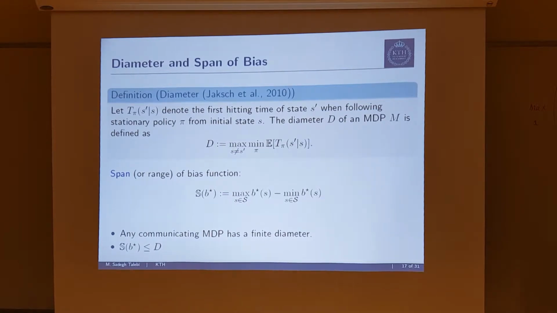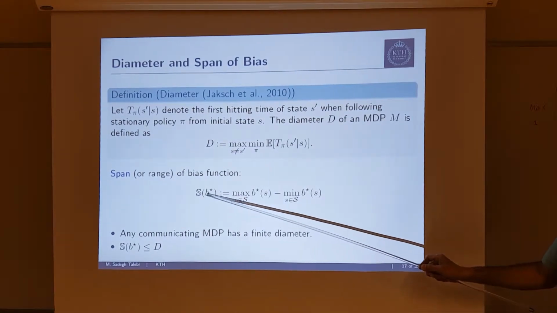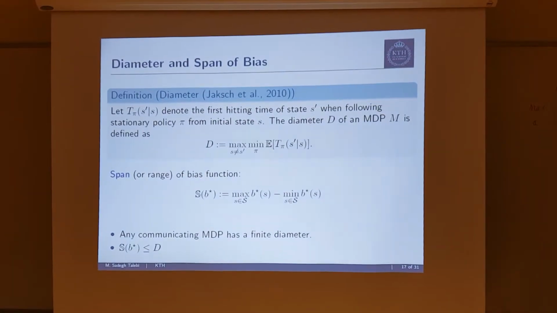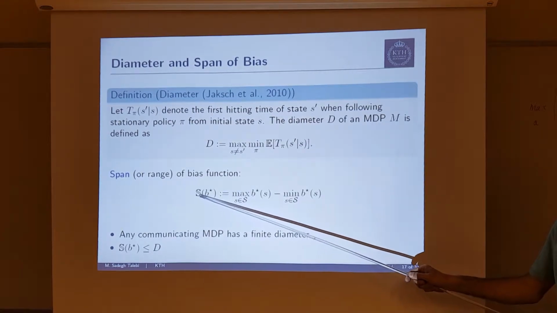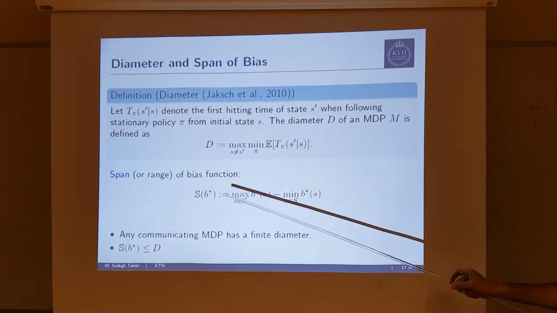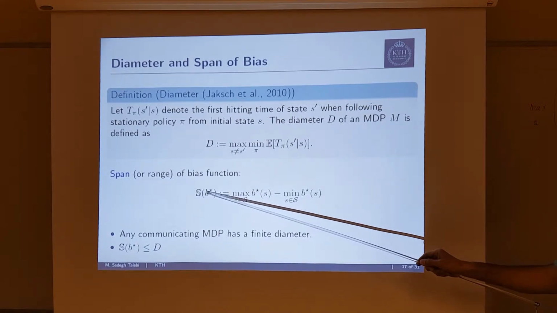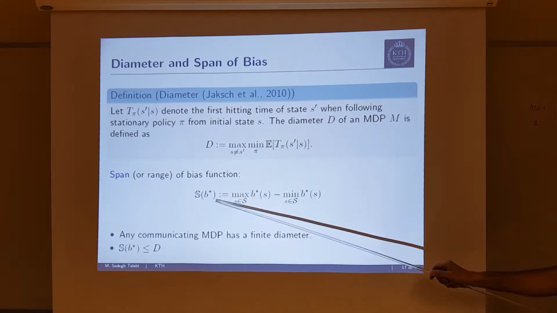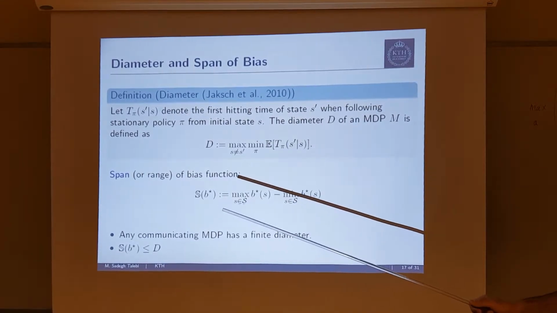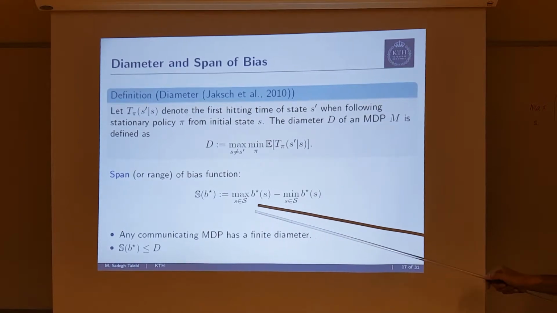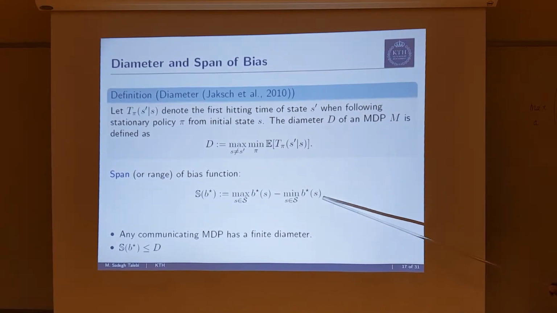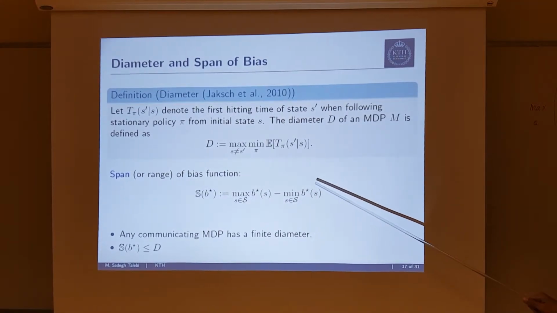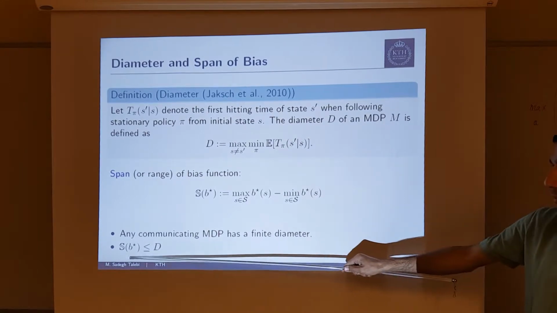Right? It's good. So we talked about a span function. You can view it as a vector, as a function. When we view the bias function as a function, we look at its range because it's a quantity of interest that will appear later on. So it's just the range of this span function: the maximum value over all the states minus its minimum value. And we again have this fact that the span is less than the diameter.